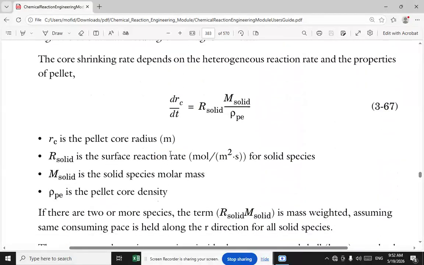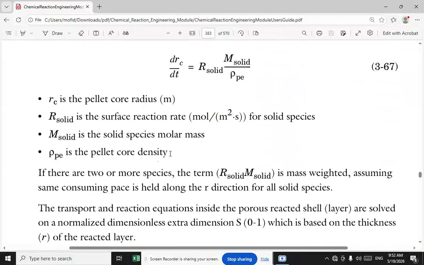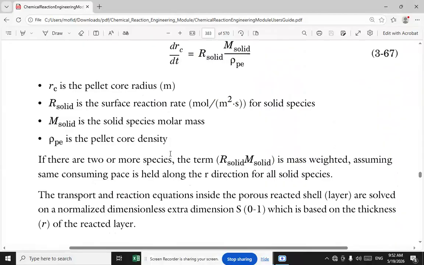The core-shrinking rate depends on the heterogeneous reaction rate and the properties of the pellet. The derivative of RC with respect to time is equal to R solid M solid divided by rho pellet. RC is the pellet core radius in meters. R solid is the surface reaction rate, in moles per square meter second, for the solid species. M solid is the solid species molar mass. Rho pellet is the pellet core density.